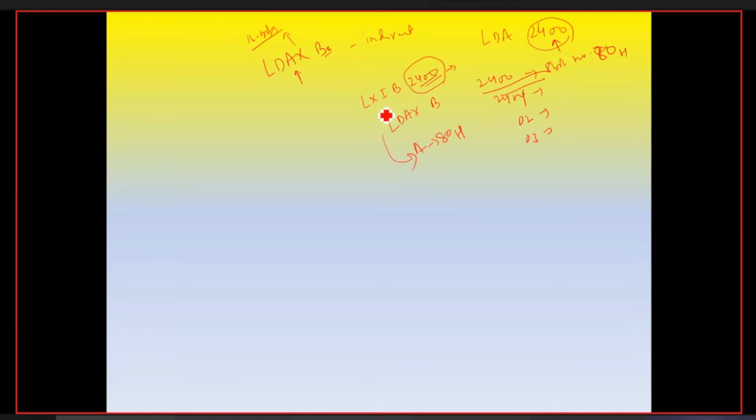Any confusion? LXI B 2400, LDAX B. Any confusion? Anyone? सर यहाँ पर 80 वैल्यू 2400 में स्टोर होगा ना पहले? Yes, 80 is the data, and we have to store this 80 manually at this location. Yes sir, then after this instruction, this value will move to the accumulator.